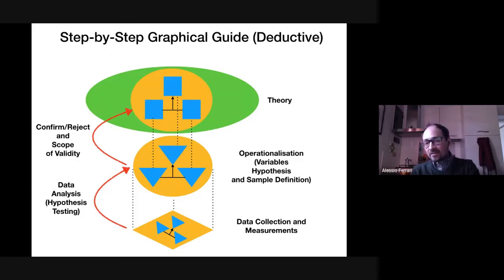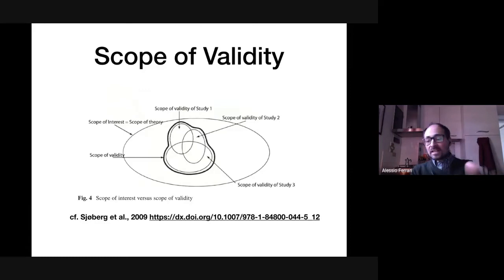So after I have verified in a certain specific context, and I have identified the scope of validity, I can say, okay, my theory holds for this specific context. The scope of validity here, you have an interesting image that tells you that to cover the scope of interest of a theory, you need multiple studies that may cover different scopes of validity, okay? So here you have a scope of validity for study 1, for study 2, study 3, and all together they cover a part of the possible scope of interest of the theory, okay?